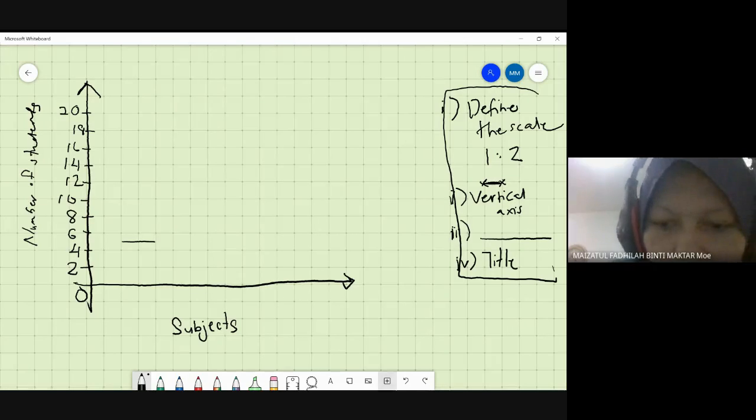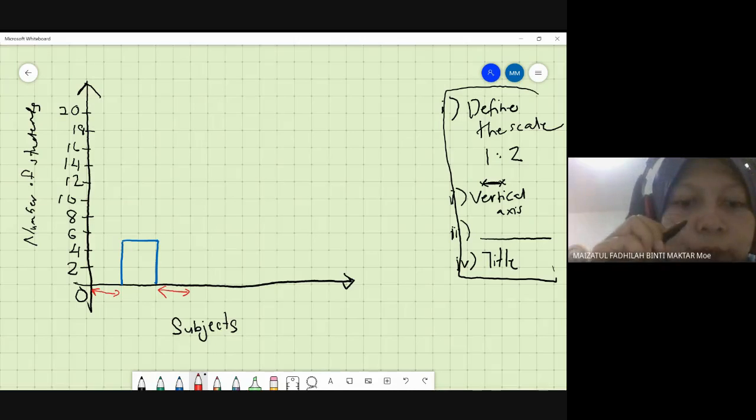So I will use 5 here, which is between 4 and 6. You can see here, the gap between the starting point and the first bar is 2 squares. If you want to draw the second bar, it must also have the same scale. This is also very important.